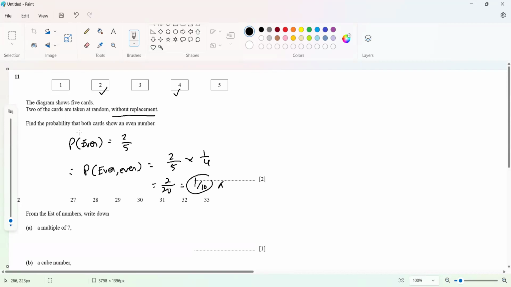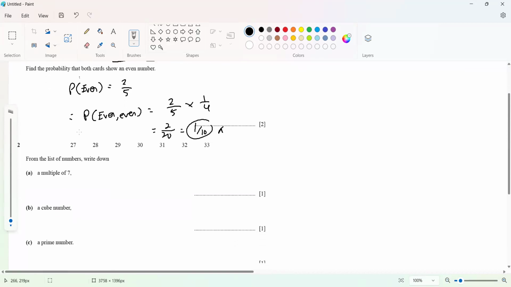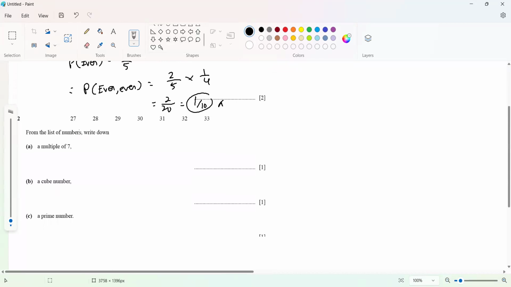So for number 12, from the list of numbers below, write down a multiple of 7, a cube number and a prime number. So multiple of 7, you can just choose literally anything. There's only one actually, so it's just 28 here. 4 times 7 is 28. Therefore, it is a multiple of 7.